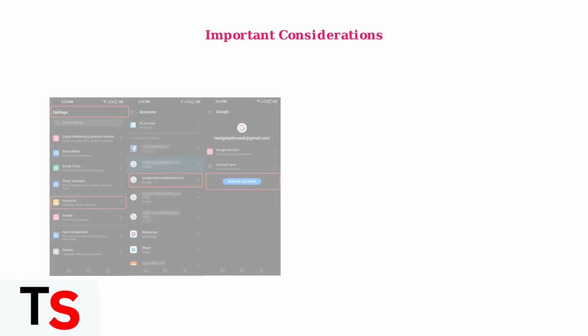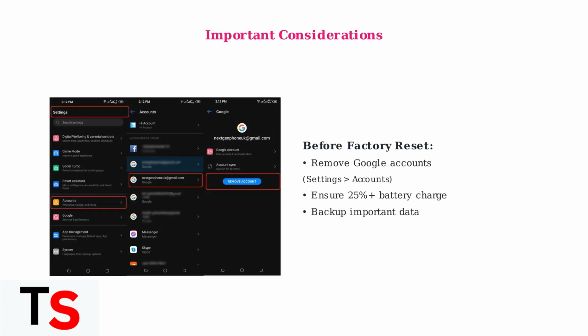Before performing a factory reset, remove any Google accounts from your phone to prevent factory reset protection issues. Go to Settings, then Accounts, and remove all Google accounts. Also ensure your battery is at least 25% charged.